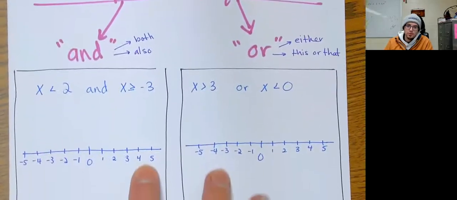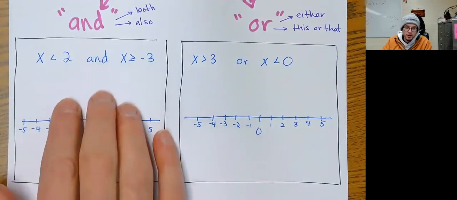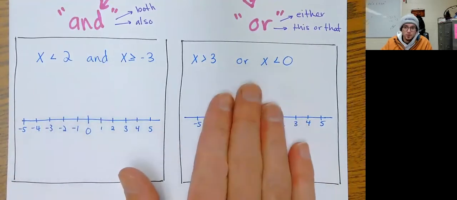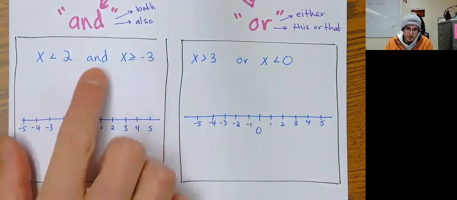I've written down two examples of compound inequalities. This one is combined with the word "and" and this one is combined with the word "or." Let's get into graphing them. The best way to graph a compound inequality is to sketch, above the number line, a graph of each individual inequality, because these are two separate inequalities combined into one.